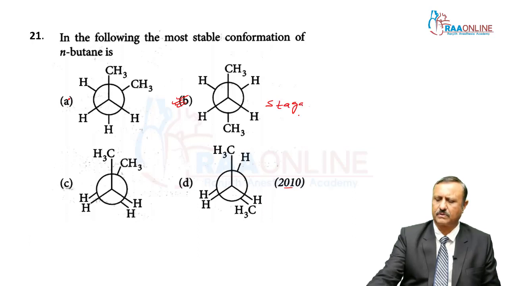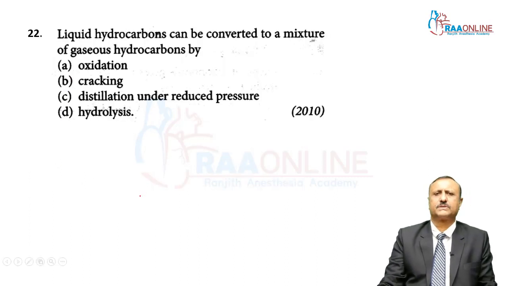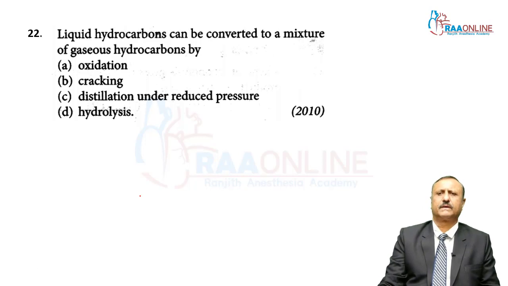This form, my dear students, is called the staggered form, which is always the more stable form. Now, my dear students, we can see the next question. Next question, that is 22. Liquid hydrocarbons can be converted to a mixture of gaseous hydrocarbons.